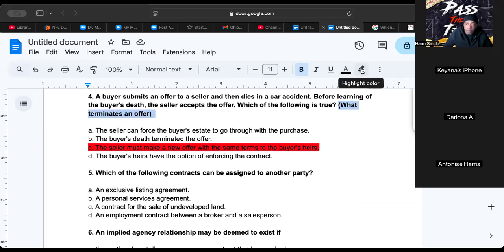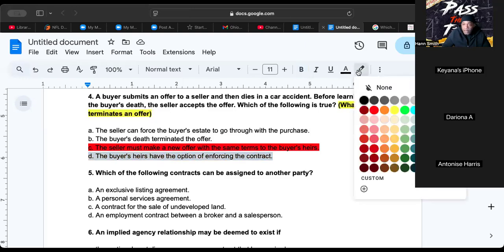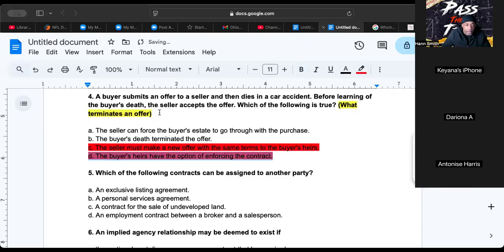And if you could get to that point when you're studying, like, hey, are they asking me what terminates an offer, and I remember this or that, so that's what they're testing here. So we need to get rid of one more, and then we can answer the question. We can get rid of D. Okay. I like that. So that leaves us A and B.